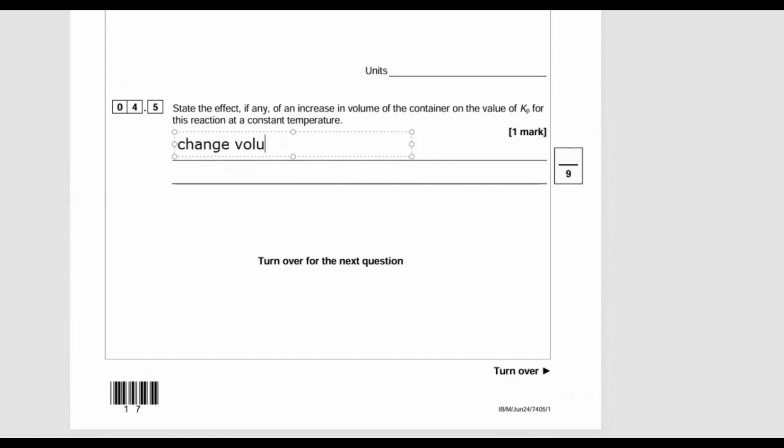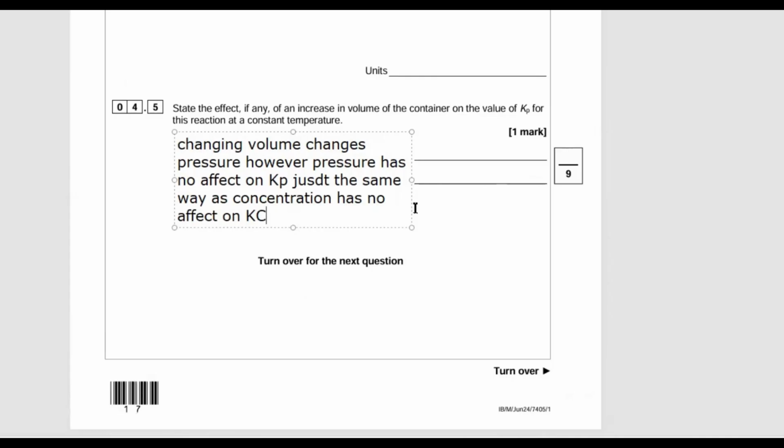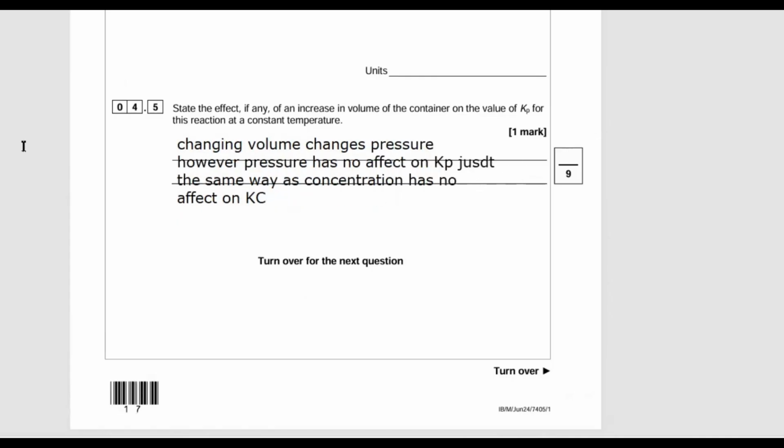Let's just do it properly. Changing volume changes pressure. However, pressure has no effect on Kp, just the same way as concentration has no effect on Kc. So remember, it's temperature that is going to change the Kp or change the Kc. It is not pressure or concentration.